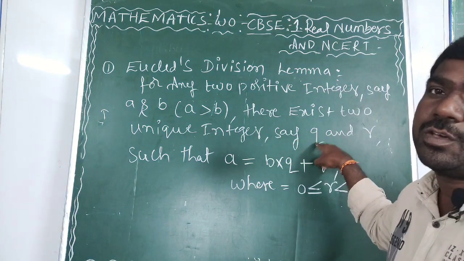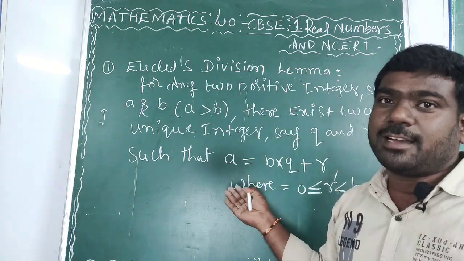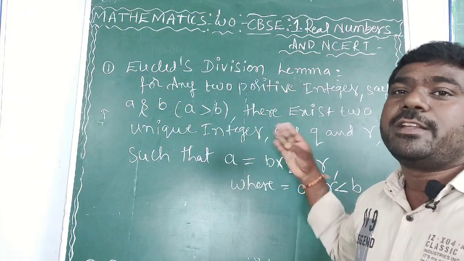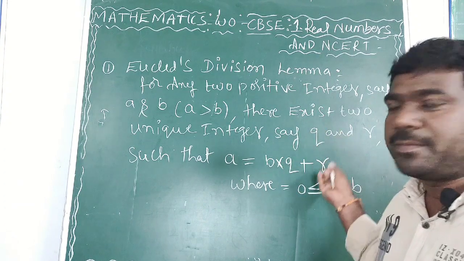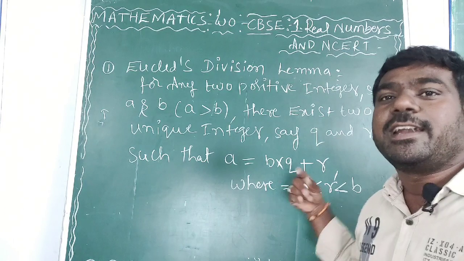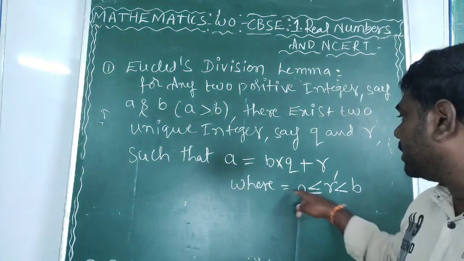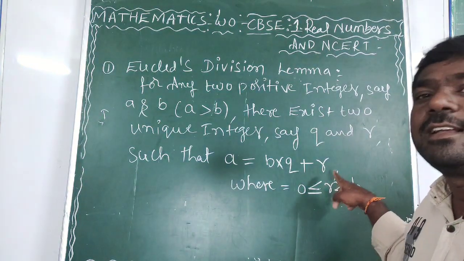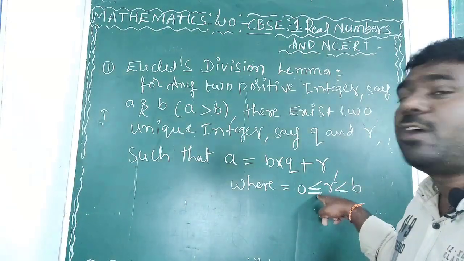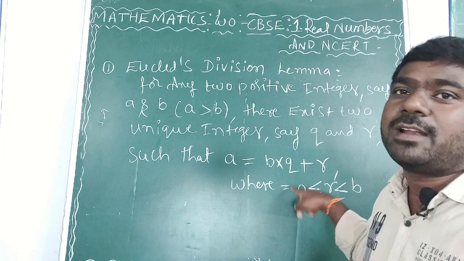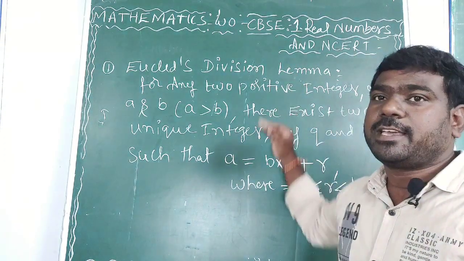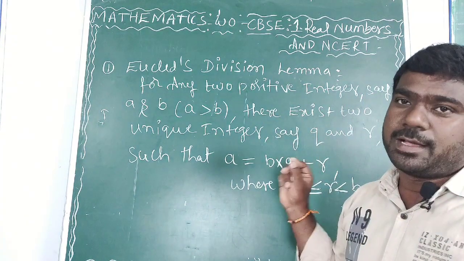Quotient I can take as Q and remainder as R, such that dividend is equal to divisor into quotient plus remainder, meaning A is equal to B into Q plus R, where the condition on R is that R is less than the divisor, and R is greater than or equal to 0. So this is called the Euclid division lemma.